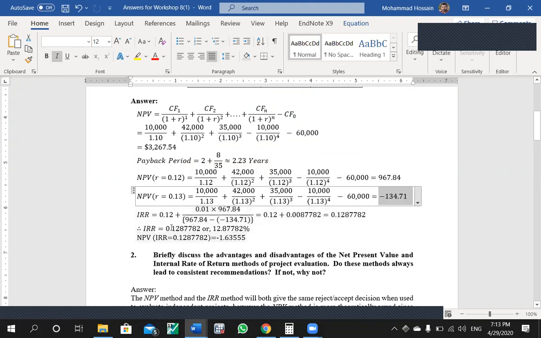Okay. So 0.1 to 12% plus. How much, what fraction will be coming up here? The fraction they say here will be this 967 divided by the gap of these two, the difference between these two. So yes, that's how we get these figures.